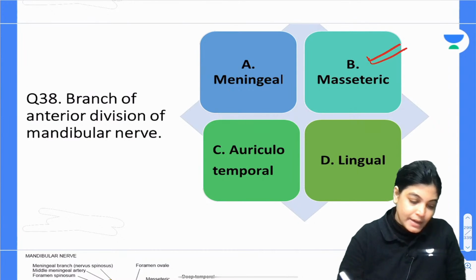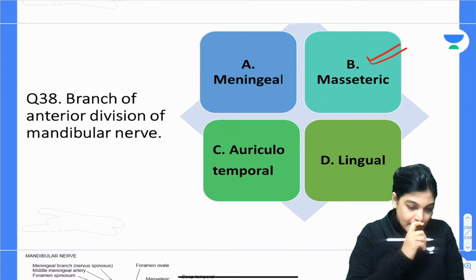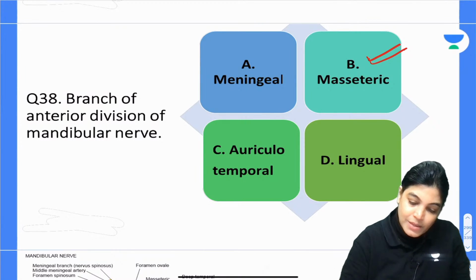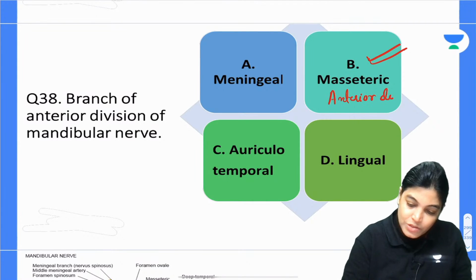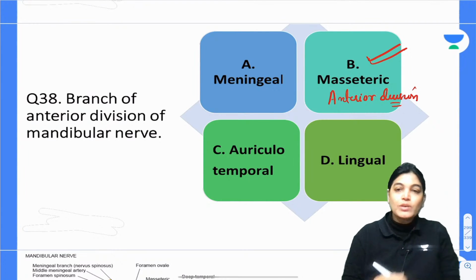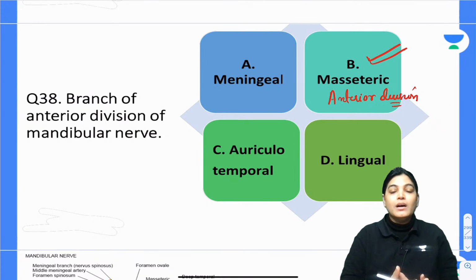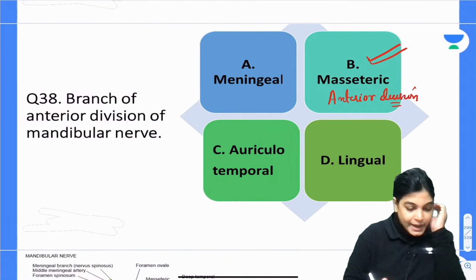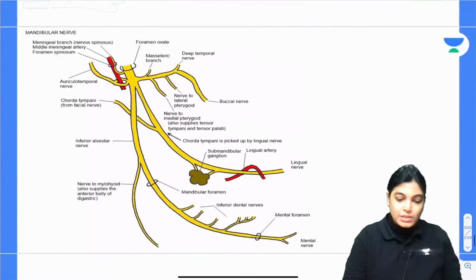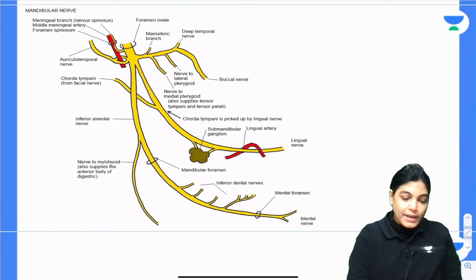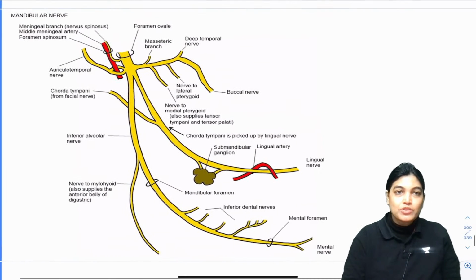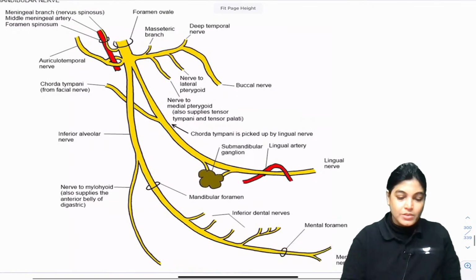Mesenteric, absolutely correct. Yes, the masseteric nerve is a branch of the anterior division of the mandibular nerve. Actually, motor branches come more from the anterior division. Let me show you a diagram for it. If I enlarge this, you can clearly appreciate the branches. Slightly more I can enlarge. Is it okay?